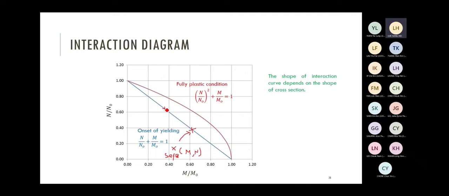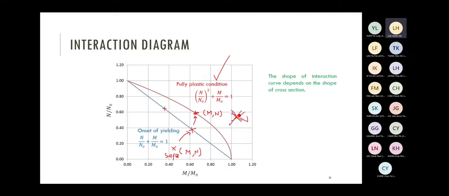But in theory, the member is still able to take some extra loading, right? Onset of yielding doesn't mean failure. So in theory, you may also increase a little bit to the red line. If the combination reaches the red line, fully plastic condition has occurred. Once fully plastic condition occurs, the member cannot take further loading. It is the maximum capacity that can be taken by this member with the consideration of moment and axial force. In theory, no combination can exist outside this graph.